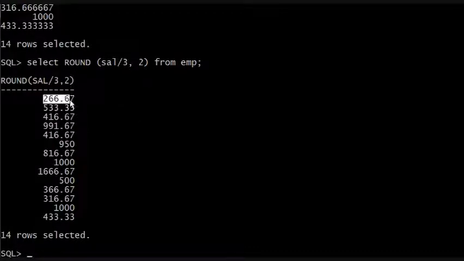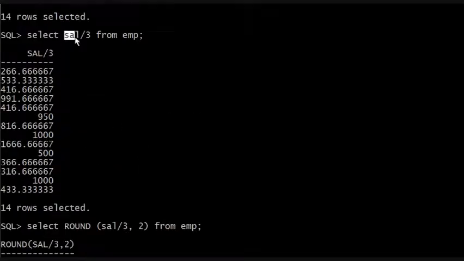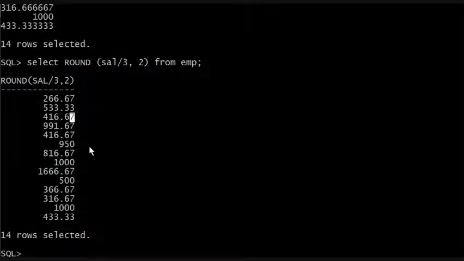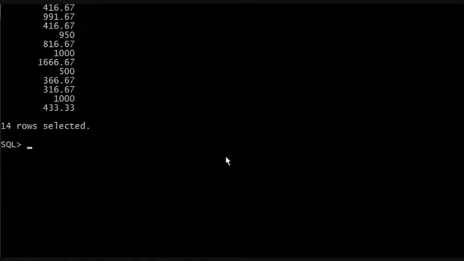So look, 266.67. All right, so sal divided by 3 without rounding gave a whole bunch of repeating numbers. So look at this one, 416.66667 becomes 416.67. Let's say I want to round it to 3 decimal places.